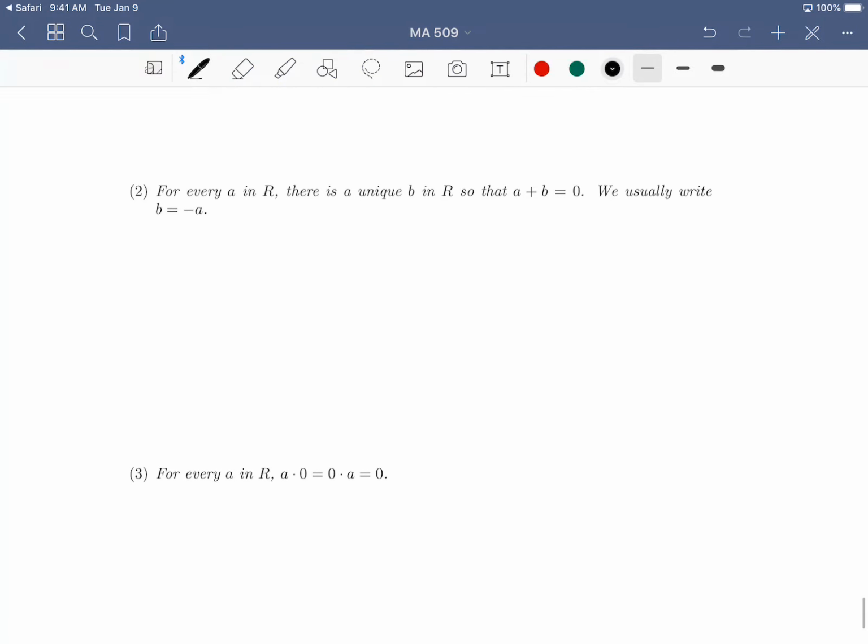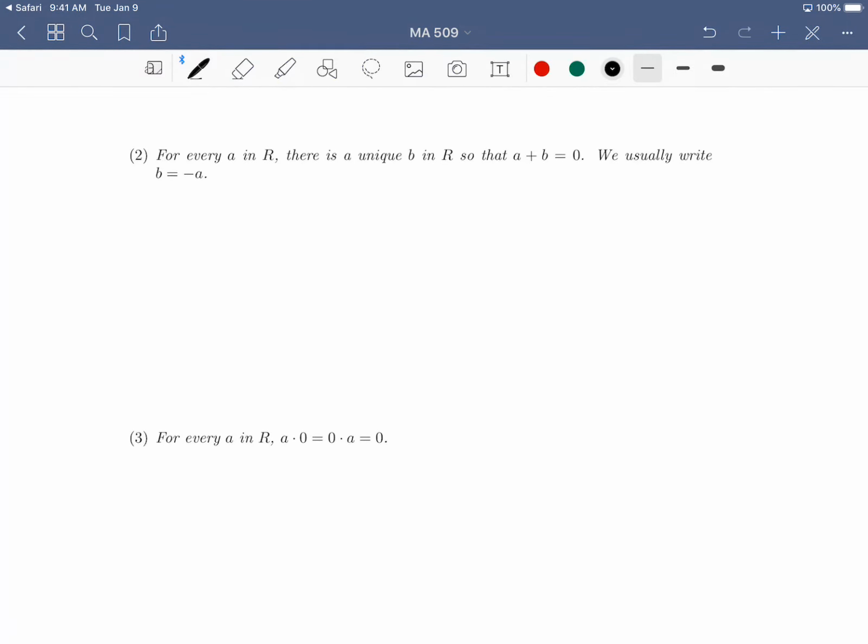All right, our second result here is that for every a, there's a unique b in R so that a plus b equals 0. So this is talking about additive inverses, but the thing that's new is that uniqueness. We haven't talked about that yet. What we want to do is say, well, what if there are actually 2 things that are additive inverses of a? And this result is saying, no, there's not. There's really only 1.